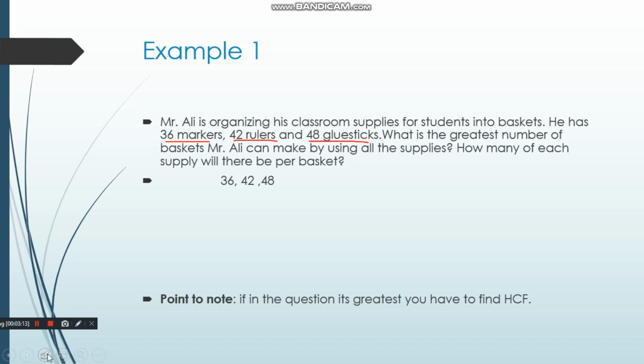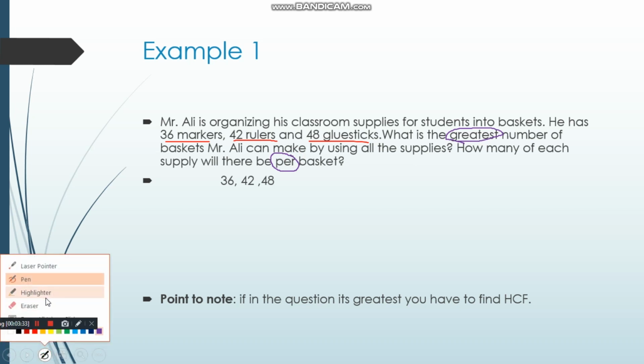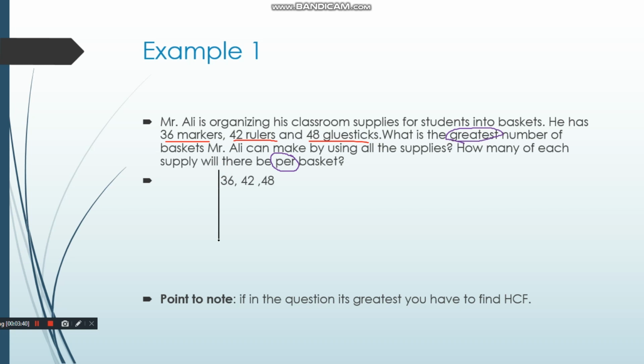So first what we are going to do? Let's find the keywords first. Now keywords, as I told you, the greatest. If greatest is there, what are you going to find? HCF, yes. And one more word is there, per. Per means each. So when such type of keywords are there, what you have to do? You have to find HCF. So let's find the HCF of the given numbers 36, 42 and 48.